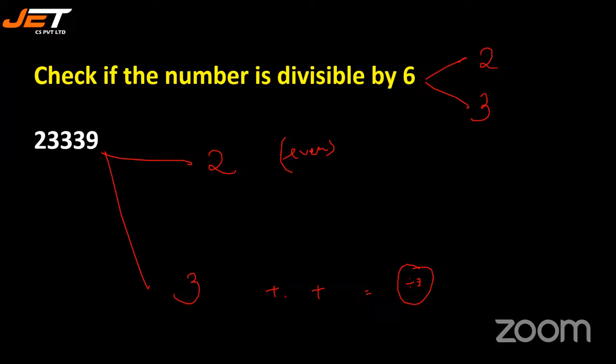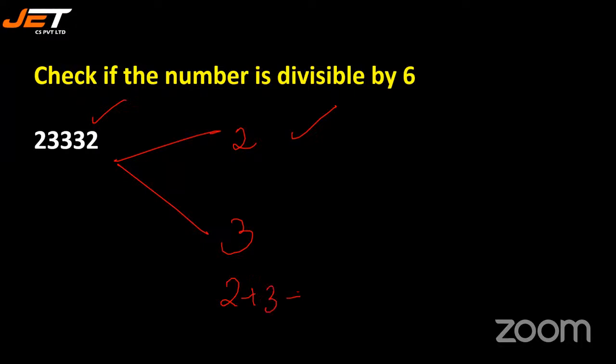So let's check for 2. Oh, no. It's an odd number. That means it is not divisible by 2. If it is not divisible by 2, I will not go further to 3, because then there is no sense of going to 3, right? Because it is not divisible by 6. The criteria is it has to be divisible by both 2 and 3.